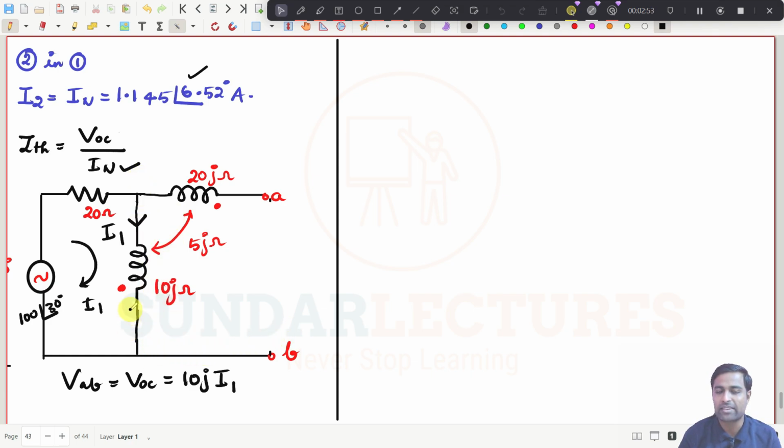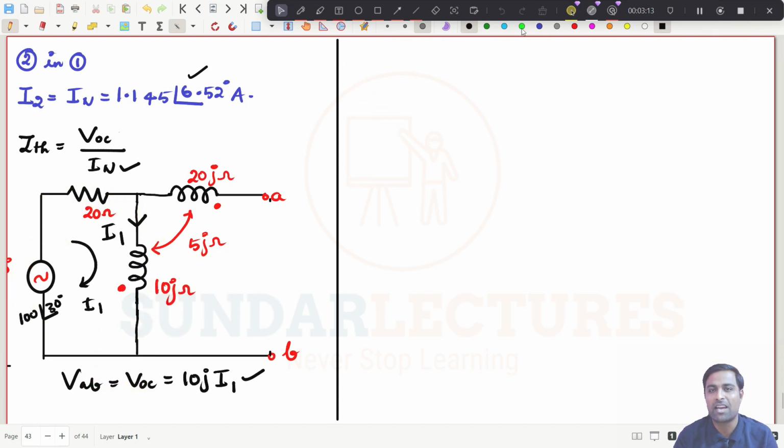Simply, I am going in this direction, B to A. So I am going here. This current is coming opposite to you, so it is plus 10J into I1. That's all, right? So if you know what is I1, then you can substitute here and you can find the value of VOC. So what is I1? You just write the equation.